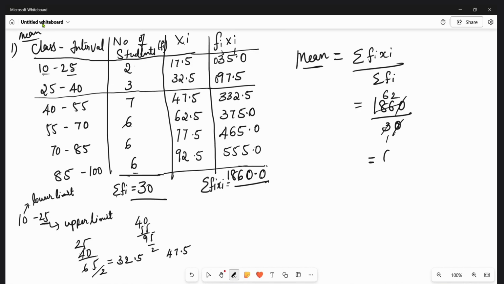$62. So mean is equal to 60. It's there here. They've done. Okay, we'll see. That also we'll do it. It doesn't take much time. We'll see. This is done.